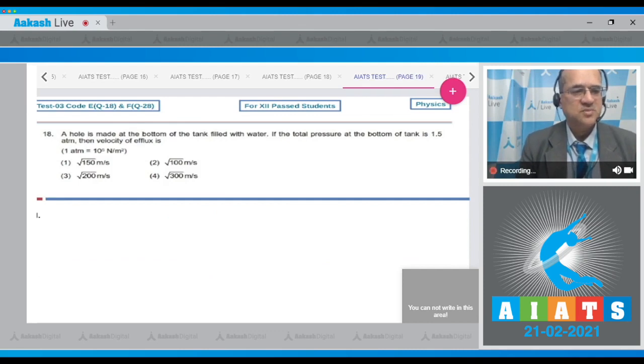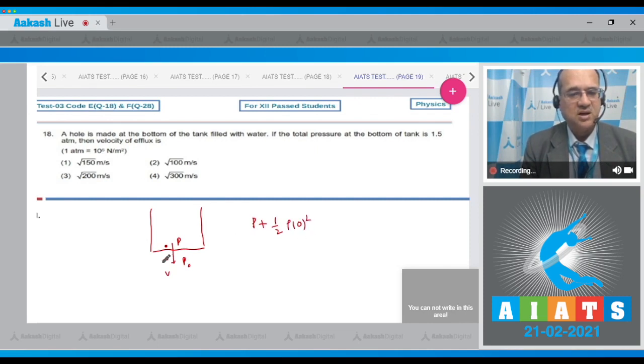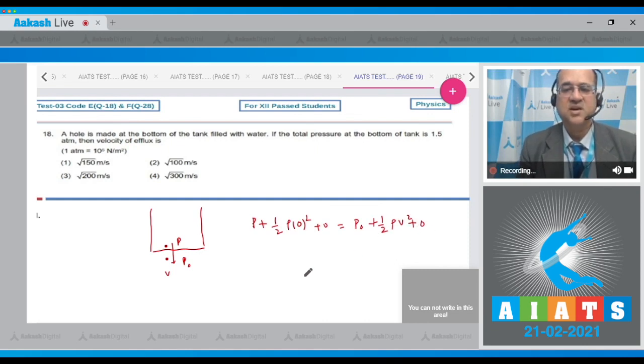Question number 18: a hole is made at the bottom of a tank filled with water. If the total pressure at the bottom of the tank is 1.5 atmospheric, then the velocity of efflux. Now we have to find the velocity of efflux, and see, as the liquid is coming outside, the pressure inside is this, and the outside pressure is this. We apply Bernoulli's theorem inside and outside. Let's say outside the velocity is v. So the pressure inside plus inside velocity will be 0, and this is assumed 0 level. And outside the pressure is atmospheric, and this would be the velocity of the liquid coming out, and potential energy per unit volume again 0.